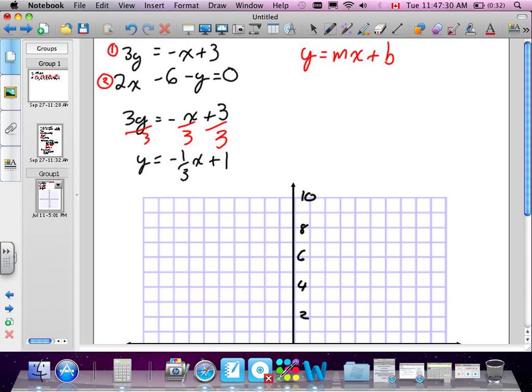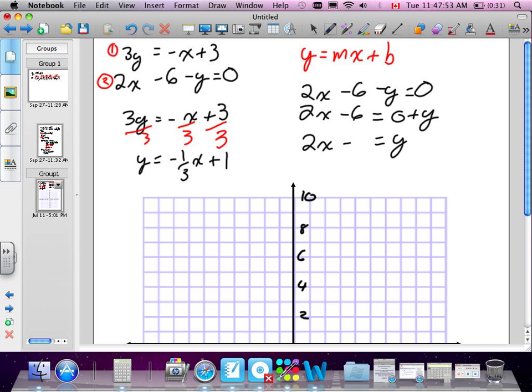Let's also do the second one. Our second equation reads 2x minus 6 minus y equals 0. The fastest way to set this equal to y will be to move the y to the other side of the equation. When I move the y, it becomes 0 plus y, which is just y. 2x minus 6 equals y.